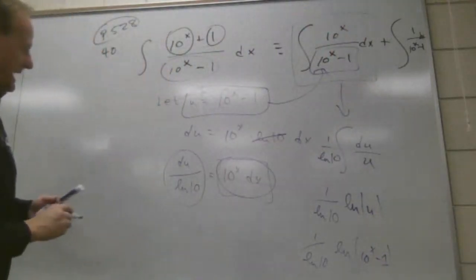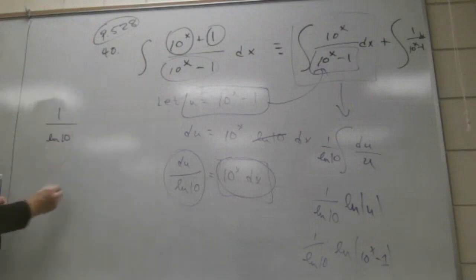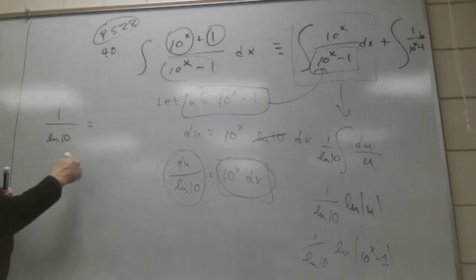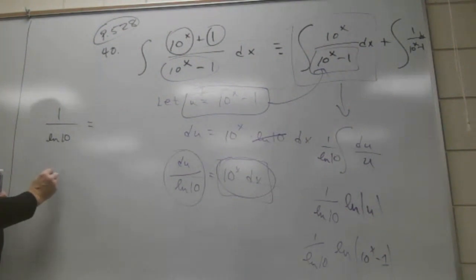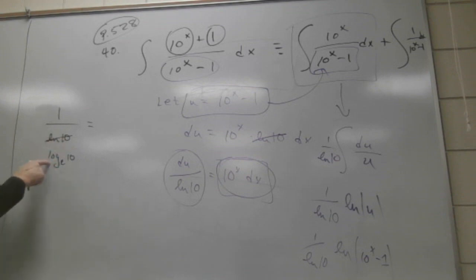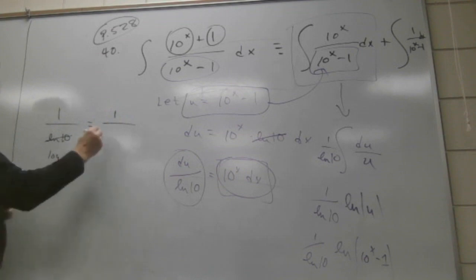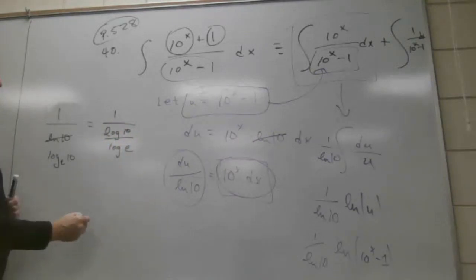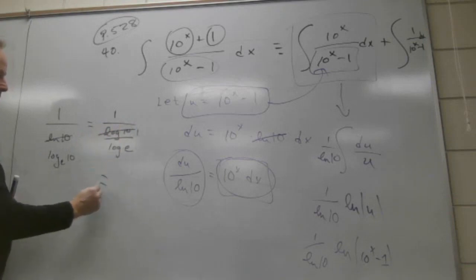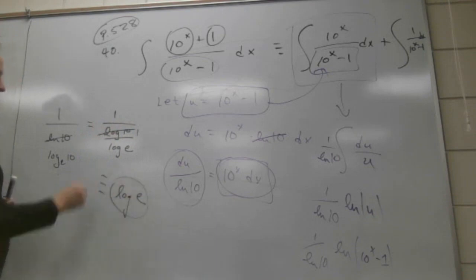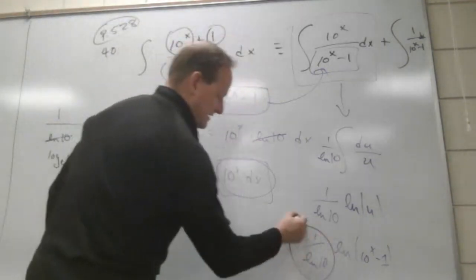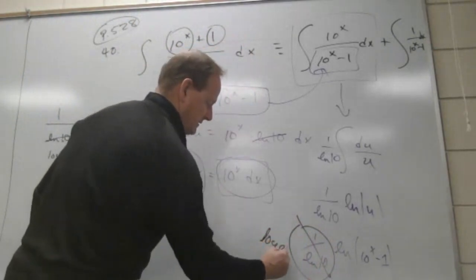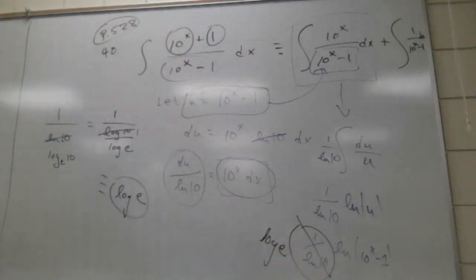By the way, if I got 1 over the natural log of 10, how could I rewrite that? This is log base e of 10, right? The natural log is log base e. So couldn't I rewrite that as 1 over log base 10 of 10 over log base 10 of e, where log base 10 of 10 is 1, right? So this is equivalent to just log base 10 of e. So instead of 1 over natural log of 10, I could rewrite that as log base 10 of e, which is probably what the book would have for that part.